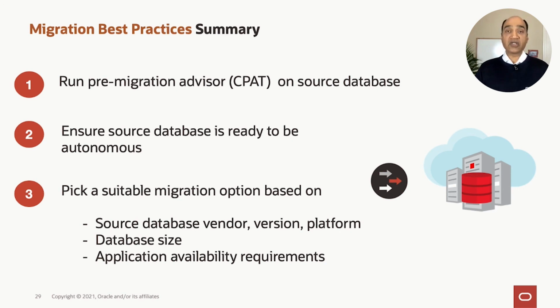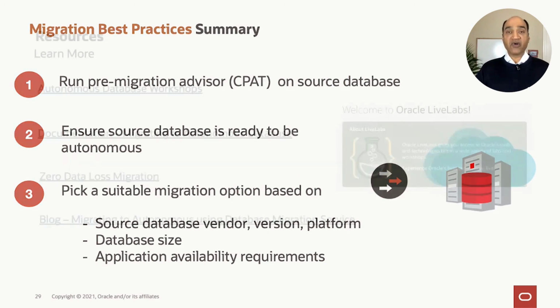If you go to Oracle's Autonomous Database doc, you would find a detailed list of parameters and features that may not be supported. So I encourage you to go take a close look at that, and that's an easy way to ensure which source databases are qualified to migrate to autonomous. And once you do that, then of course you pick the right option based on the size of your source database, the operating system, the version, etc., as we discussed, and of course the availability requirements of your application.